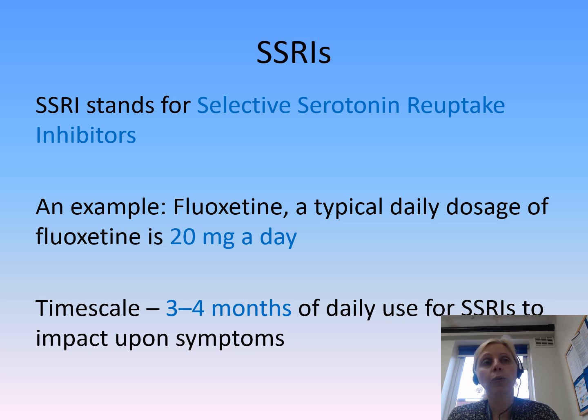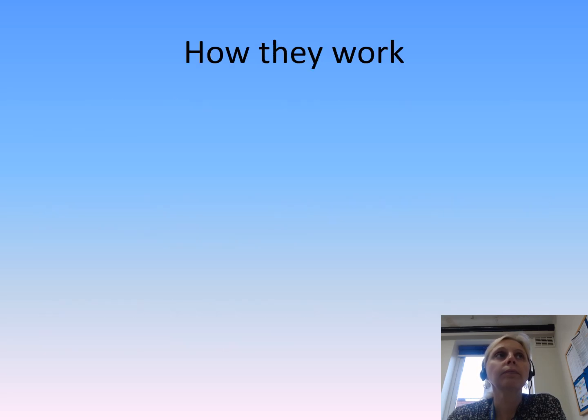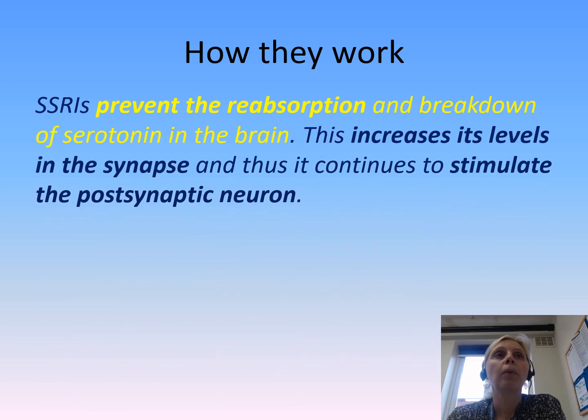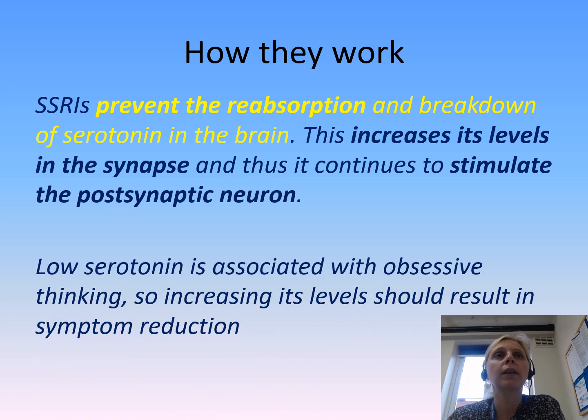And this is significant. You want to include the time scale in AO1 because it's something that we're going to go back to in AO3 to comment on how that has implications for the effectiveness of treatment and compliance with medication. So they work by preventing the reabsorption. Reuptake inhibitors means that the serotonin stays in the synapse for longer because it's stopped from being reabsorbed into the presynaptic neuron. Because low serotonin is associated with obsessive thinking, increasing its levels should result in symptom reduction.